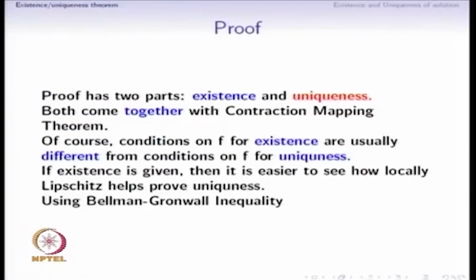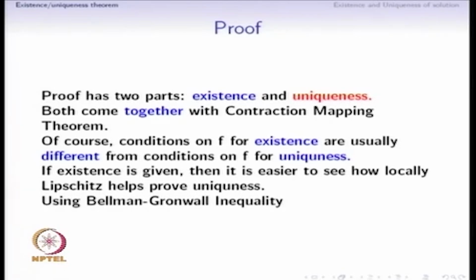So, this proof has two parts. This completes the proof. Just a small discussion about the proof. It has two parts, one about existence and one about uniqueness. Notice that both come together with the contraction mapping theorem. The contraction mapping principle assures us both existence and uniqueness.